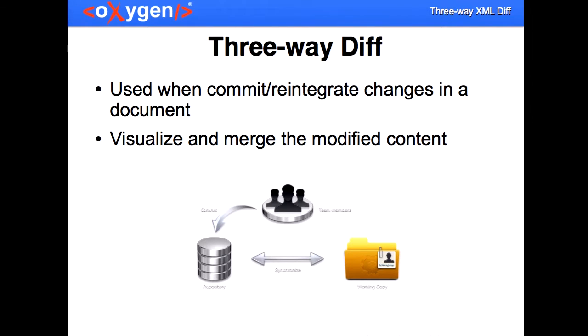So three-way diff, it's used to reintegrate or commit changes on a repository, to review the changes that you make, and it's easier to merge also the conflicts when you have conflicts with other people that are committing on the repository.